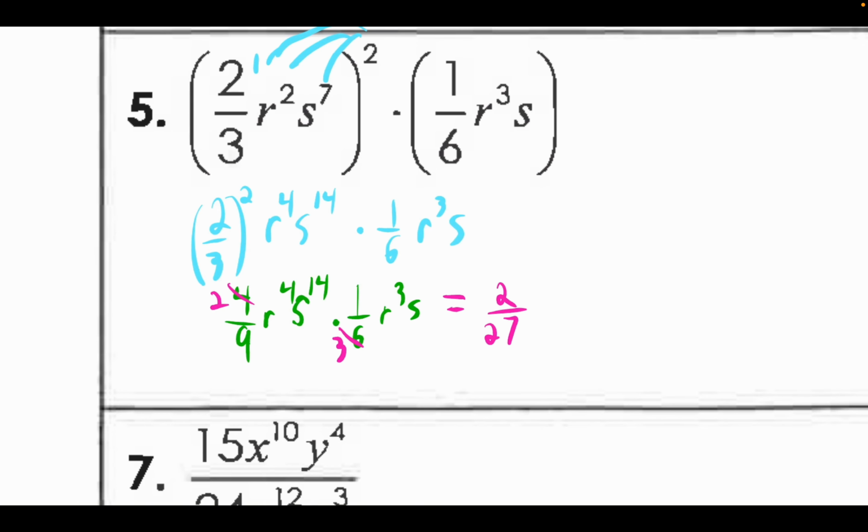And now for my variables, r to the 4th and r to the 3rd give me r to the 7th as we add those exponents. And s to the 14th and s give me s to the 15th as I add those exponents.